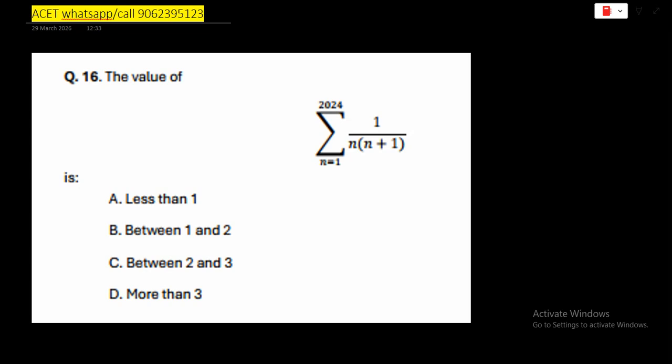Alright students, listen up. Today we are tackling a question from ACET, the Actuarial Common Entrance Test. For those who don't know, ACET is the gateway for the people who want to become an actuary.